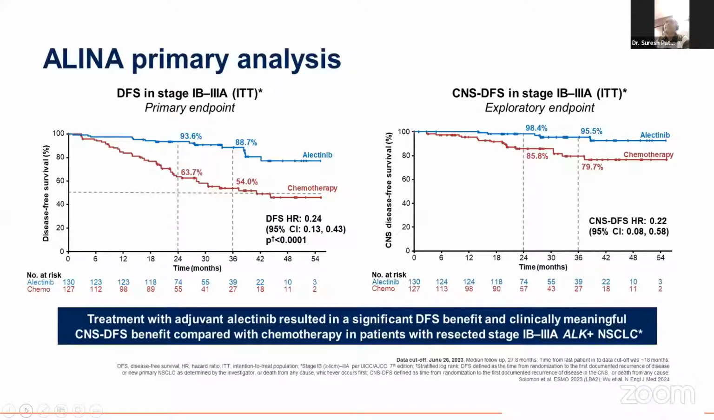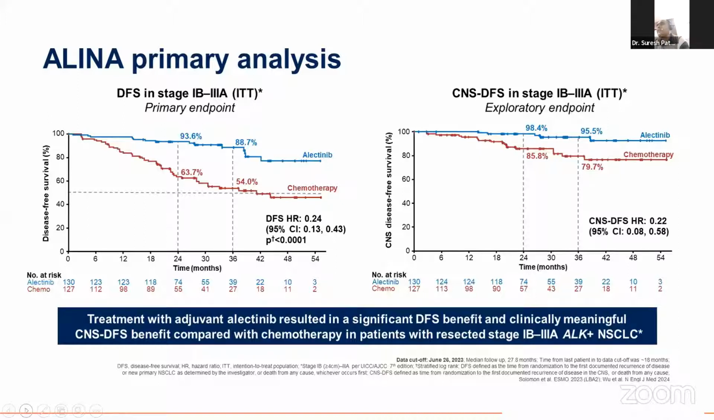So when we look at the Kaplan-Meier curve of disease-free survival, you can clearly see that the patients who received adjuvant alectinib did better as compared to the patients who received chemotherapy, with a disease-free survival of around 94% at the follow-up of 24 months, that is 2 years, as compared to only 64% in the patients who received adjuvant chemotherapy. On further follow-up at 3 years, the disease-free survival was around 88% in the patients who received adjuvant alectinib, whereas it was only 54% in the other arm, with a hazard ratio of 0.24, which was statistically significant.